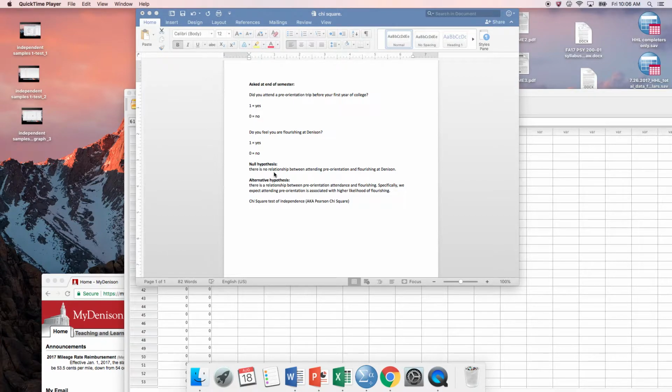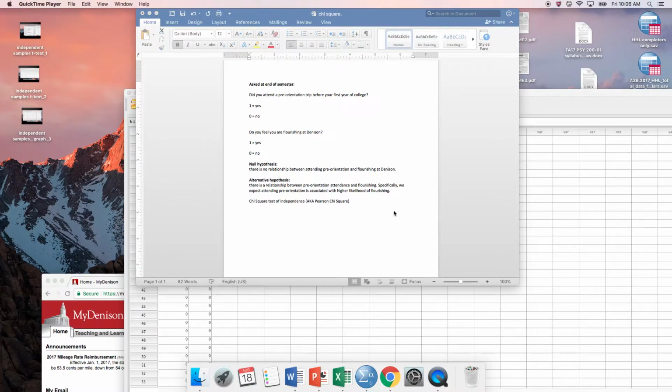The null hypothesis in this case would be a non-relationship. So in this case, we'd expect there's no relationship between attending pre-orientation and flourishing at Denison. That's what we're trying to evaluate and potentially reject.